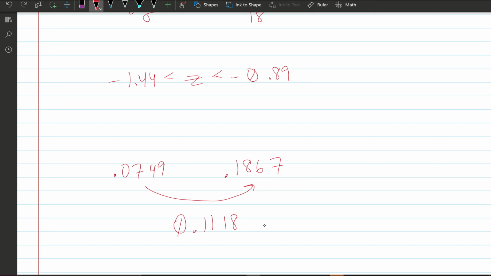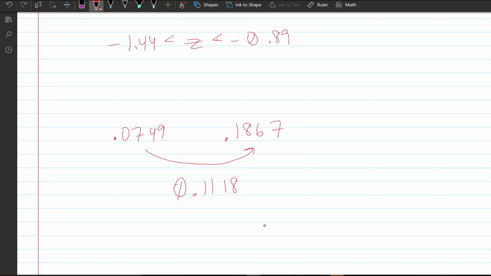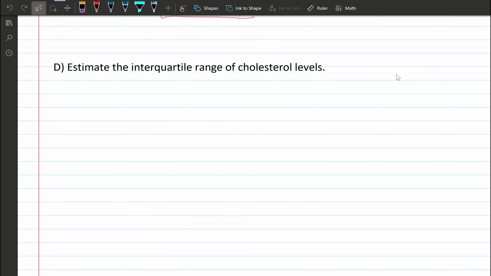If we go ahead and change it to a percentage, we change it to 11.18%. All right, and 11.18% is the percentage of adults expected to have cholesterol levels between 180 and 190 milligrams per deciliter. Our next question wants us to estimate the interquartile range of the cholesterol levels.